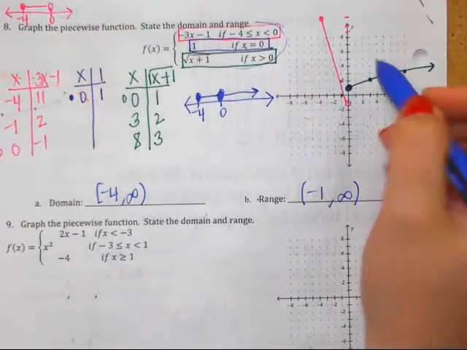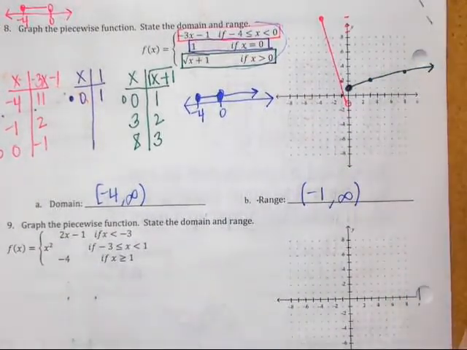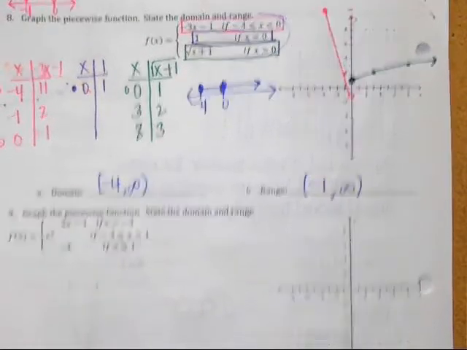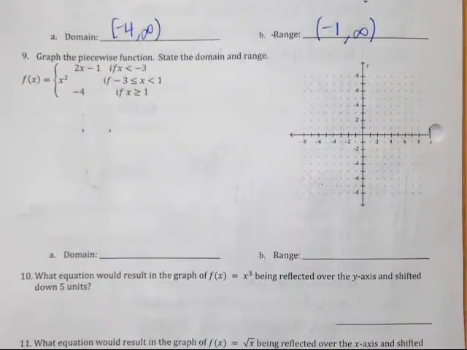If we were to expand this graph out, the square root continues to go up and up and up forever and ever. That's why it goes to infinity. Okay, let's look at 9. We're so close, almost there.